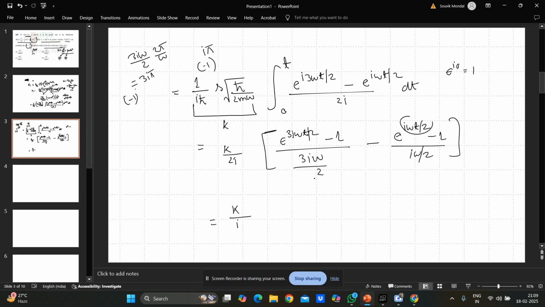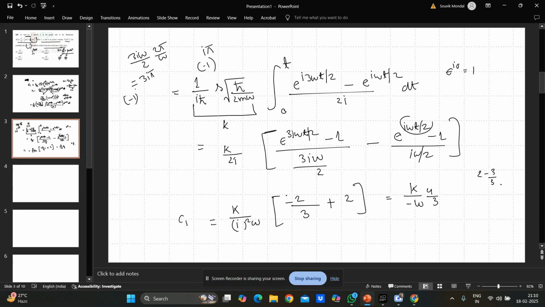I am cancelling this 2 and this 2 here. So it will be k by i square omega, minus 2 by 3 plus 2, right? So it will be minus k by omega into 2 minus 2 by 3. 2 minus 2 by 3 is equal to 4 by 3. So this is the c1 term.